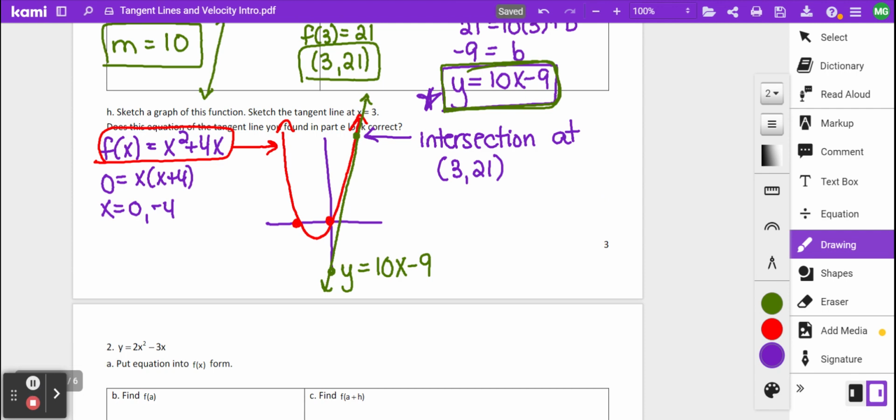Okay, so not the best sketch, but here's what our parabola would look like. Here's what the equation of the tangent line graphs out to be, and they intersect at the point (3, 21) on our graph. If you wanted to confirm that, you could pull up your table if you had both of these in your calculator, and you'd see that at 3, both the height of the parabola and the height of the line would be 21. So we just found the equation of the tangent line at x equals 3.